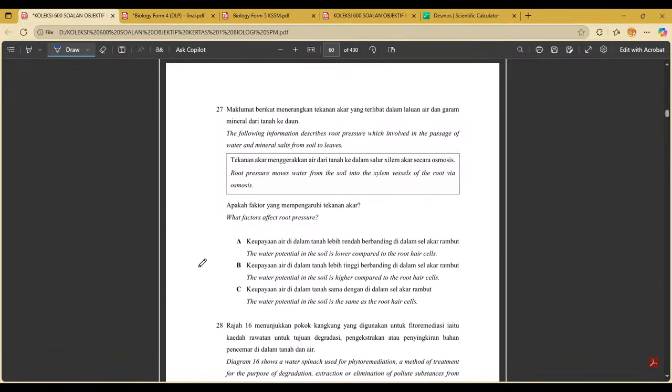27. The following information describes root pressure, which is involved in the passage of water and mineral salts from soil to root. Root pressure moves water from the soil into the xylem vessels of the root via osmosis. Which of the following affects root pressure? Water potential in the soil is lower compared to... no, water potential in soil is higher. Yep, B.